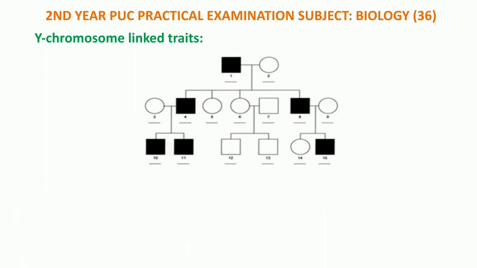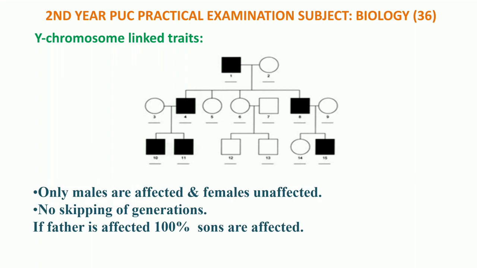And the last flowchart is Y chromosome linked trait. If you get this flowchart, it is identified as Y chromosome linked trait. The answer is: only males are affected and females are unaffected in this Y chromosomal linked trait, and there is no skip of generation. If the father is affected, 100% of sons are affected. So these are the different flowcharts that may be given under sixth question F. You should mention the identification, then you will get 1 mark, and for any 2 points you will get 1 mark, totally 2 marks.